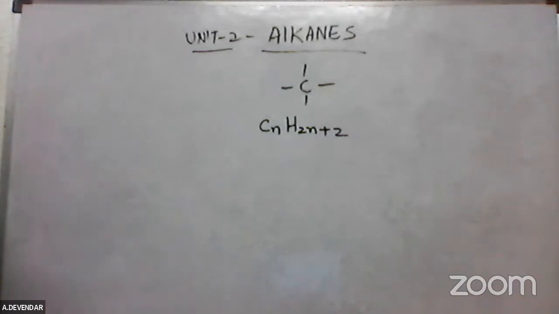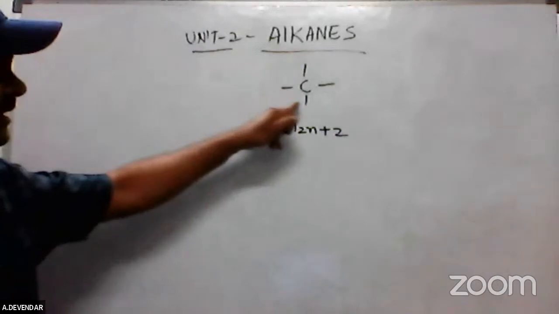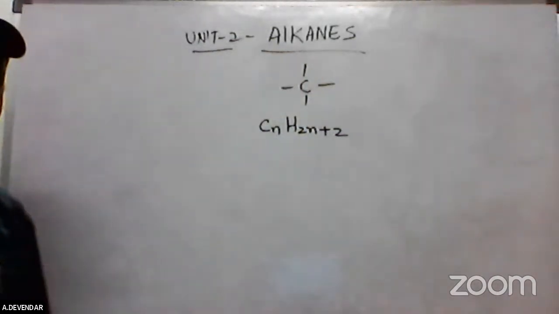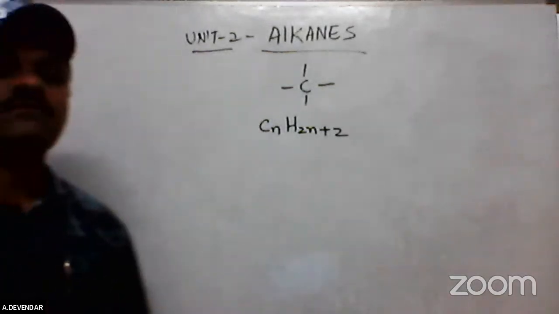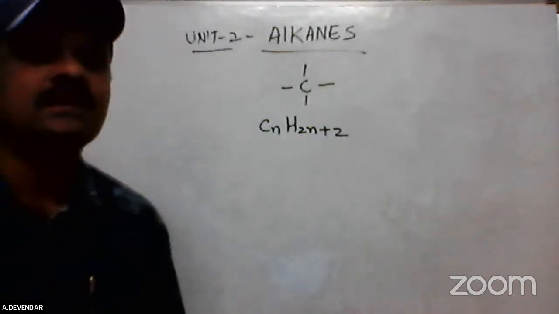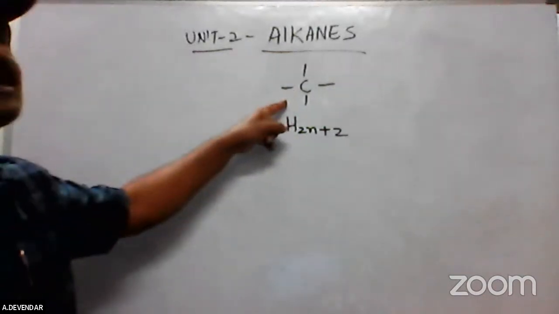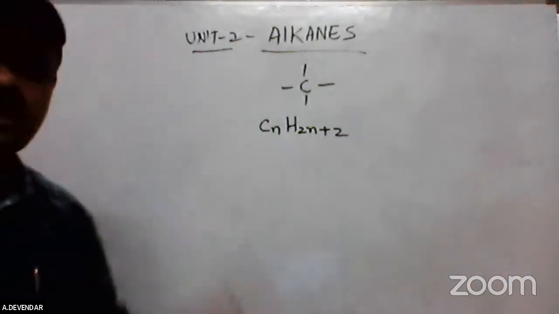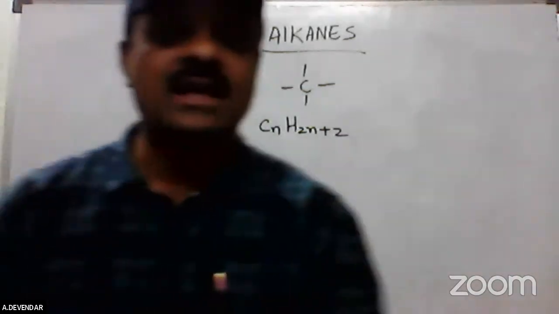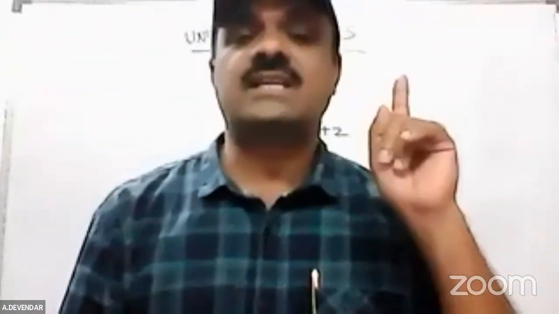They are saturated hydrocarbons, which means each carbon atom is attached with 4 single covalent bonds. These 4 single covalent bonds are very stable. Suppose you react with any chemical reagent, it does not react. Under ordinary conditions, alkanes do not react with any chemical reagent in the laboratory. Why? Because these are saturated hydrocarbons consisting of single covalent bonds.